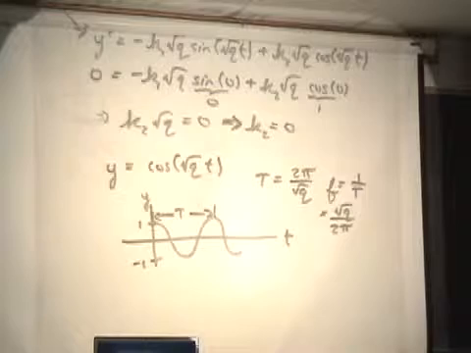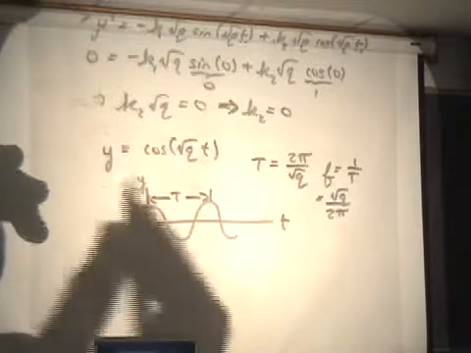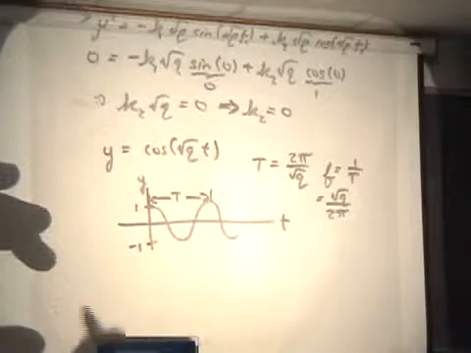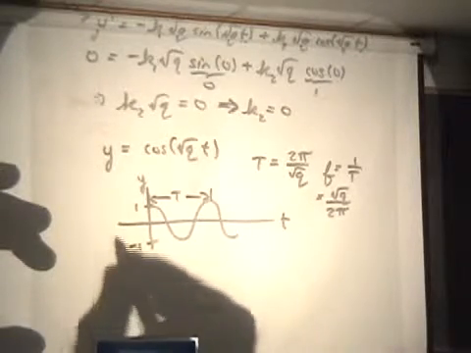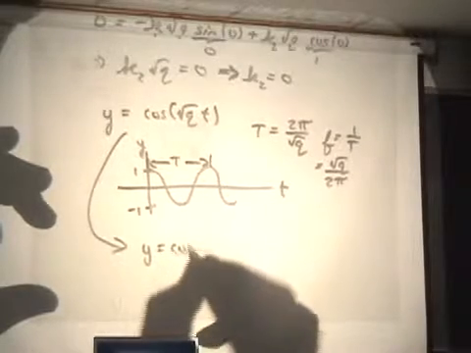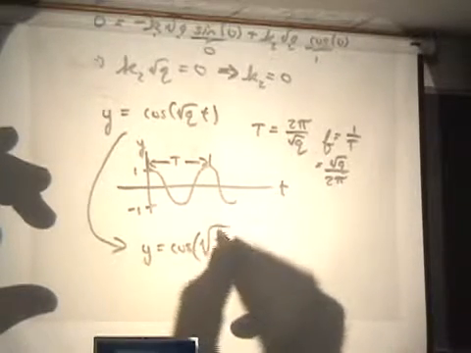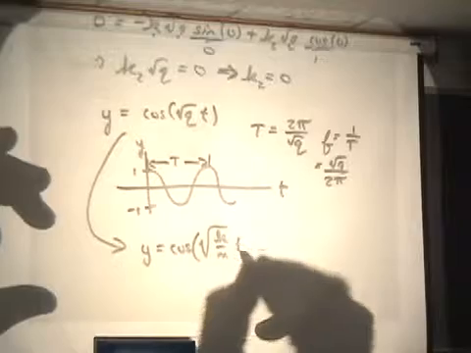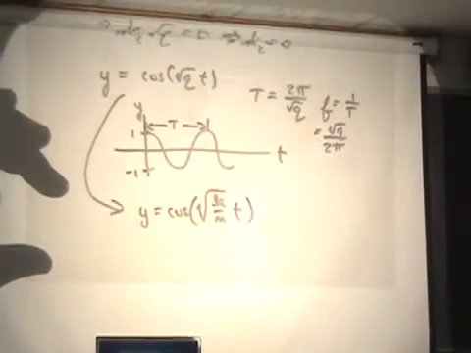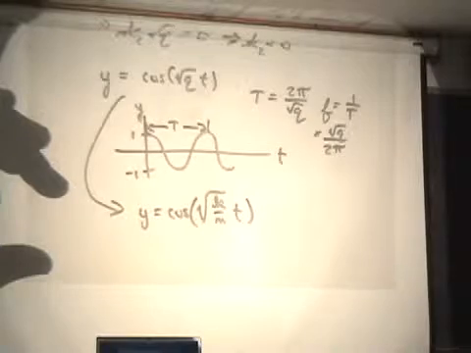There was our particular solution to the initial value problem, y equals cosine of square root of q times t. In terms of k and m, that would be y equals cosine of square root of k over m times t. And you could write your period and your frequency in terms of k and m also.